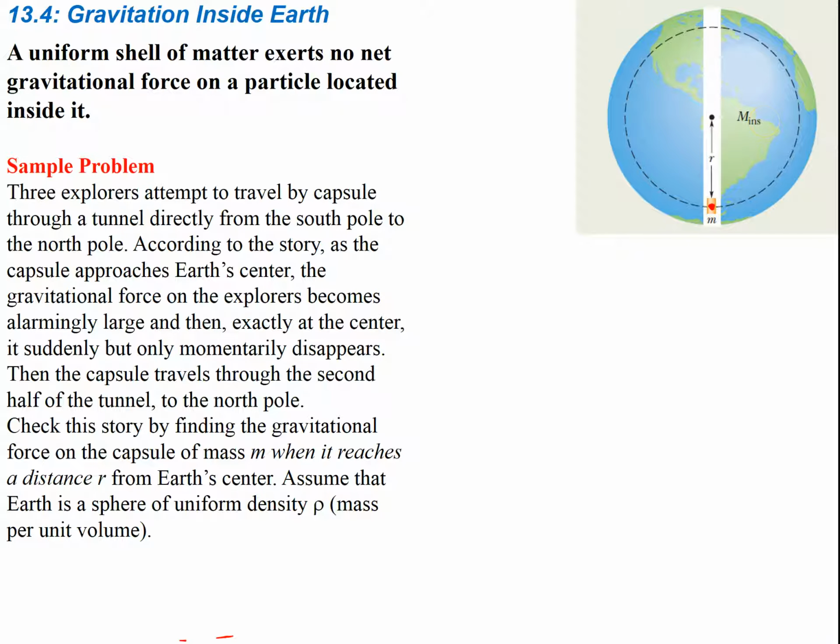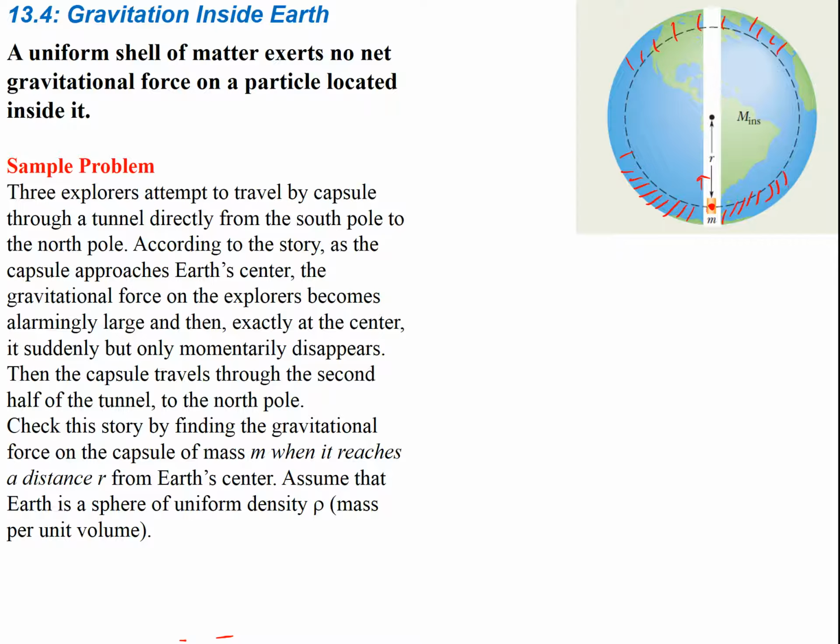So what that means is, again, if I divide these into a whole bunch of different elements all the way around, the stuff over here is going to be pulling outwards at this object, and the stuff over here is going to be pulling inwards, towards the center of the Earth in this direction. So all these vectors end up canceling out. So if you're inside of this sphere, you don't need to worry about any mass in the shell that is outside, because it's all going to cancel out anyway.